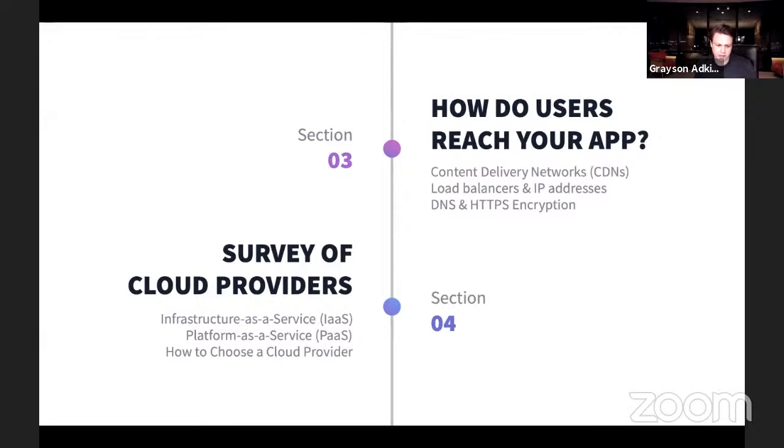And then we'll talk about a survey of cloud providers. This is not a comprehensive list by any means, but we'll talk about the big ones out there that you probably have heard of: AWS, Azure, GCP, and others. And then we'll also look into platforms, which are good options for some users. So we'll talk about why you may want a platform or why you may want an infrastructure provider, and maybe some questions to ask along the way to help you make a decision that's right for you.